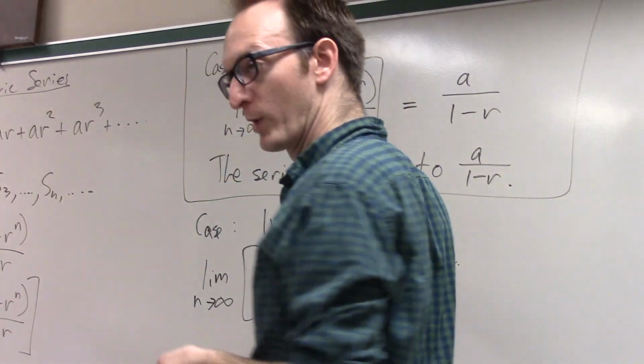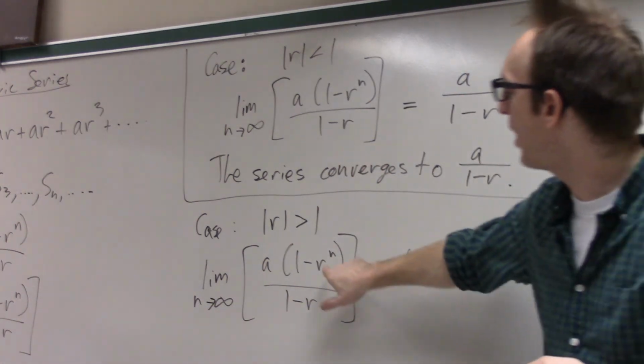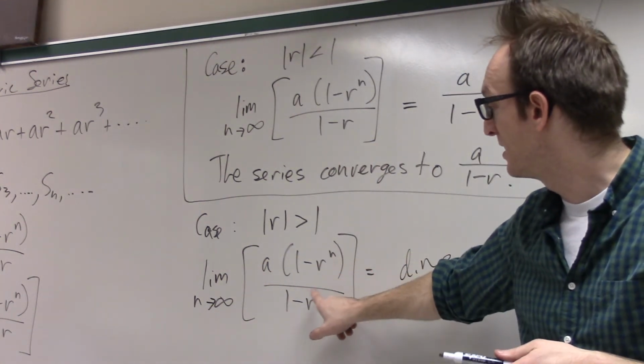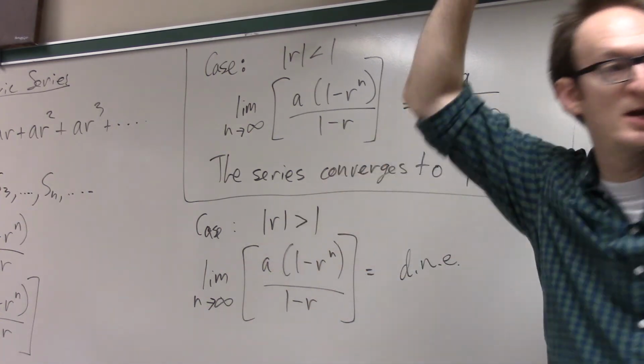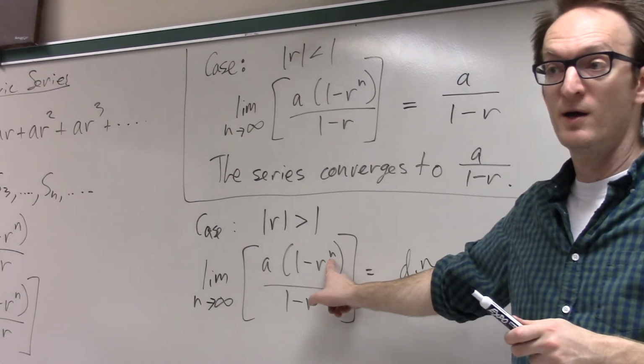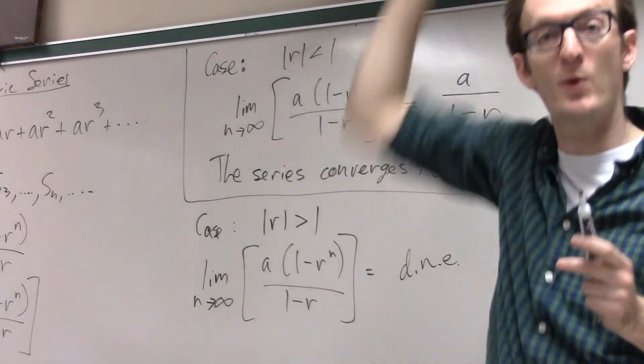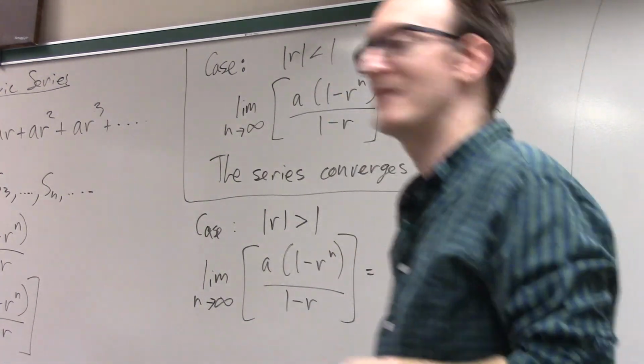I could probably show more work, but does everyone see that? And in fact, there's two different ways. If r is like 3, then this expression is going to infinity. If r is negative 3, then it's going to jump, right? You're going to get 3, negative 9, 27, negative 81, etc. Okay, two more cases.